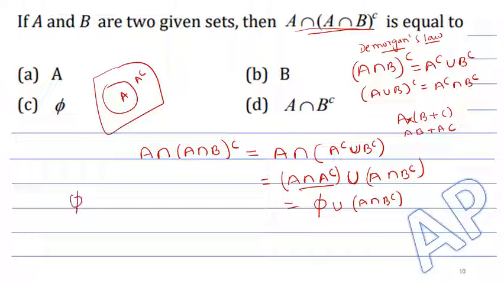In general, an empty set union with any set A is A, and empty set intersection A in general is empty. So here empty set union A intersection B complement is nothing but A intersection B complement. So that is A intersection B complement.